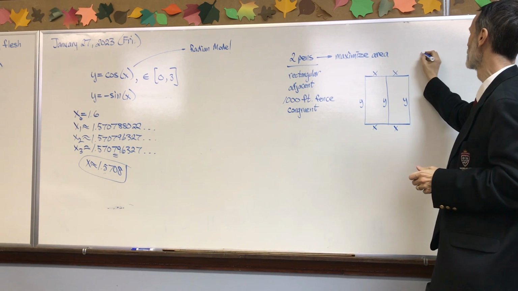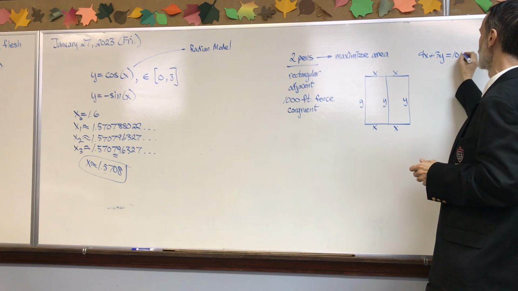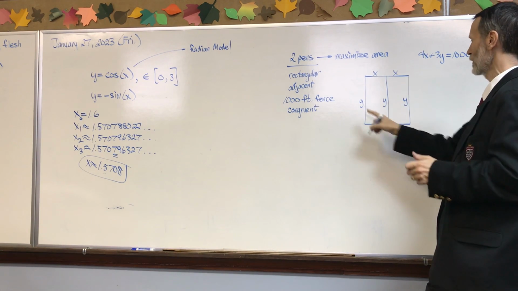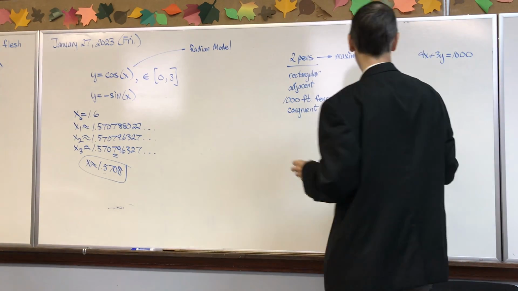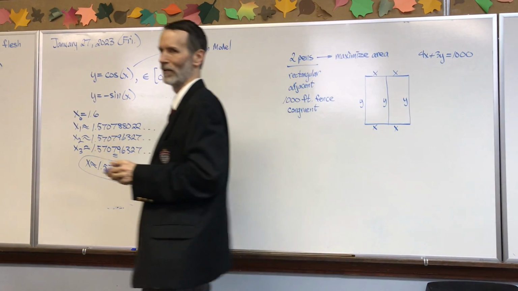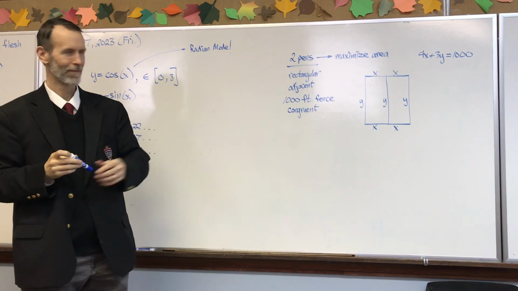Sam, go ahead. So 4x plus 3y equals 1,000. Right, that's the total fence. 4 x's plus the 3 y's is 1,000. So that's a perimeter more or less. What else do you need to find? Nate, save us. What do you do next?